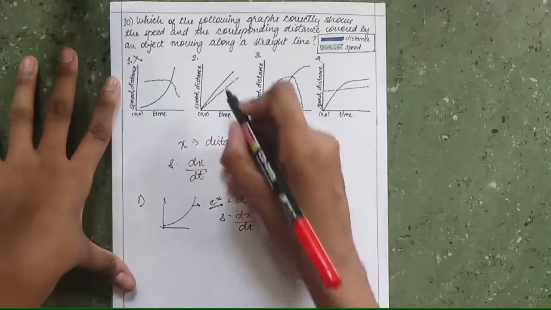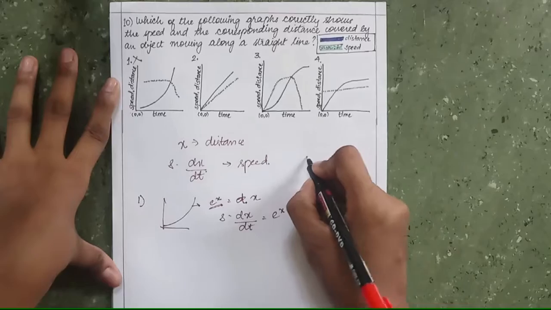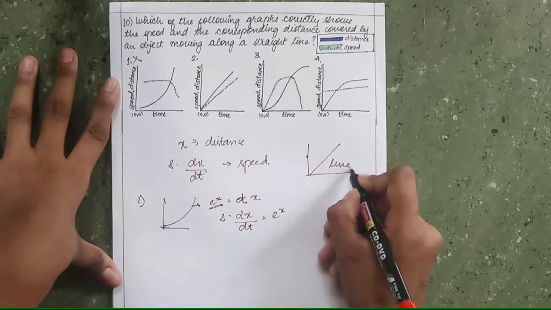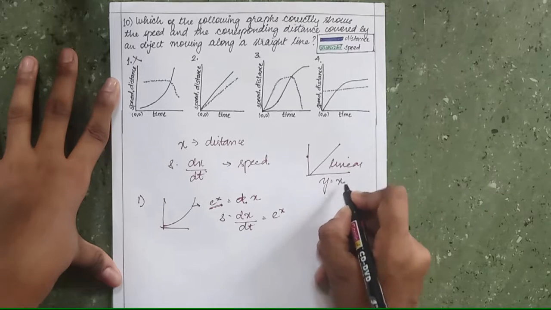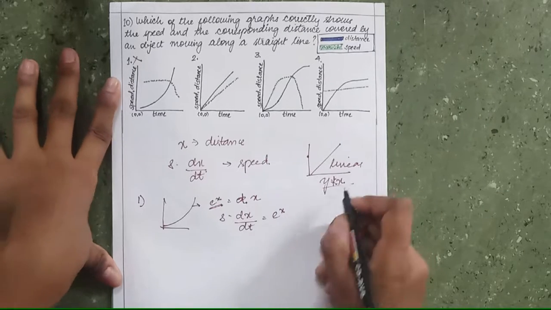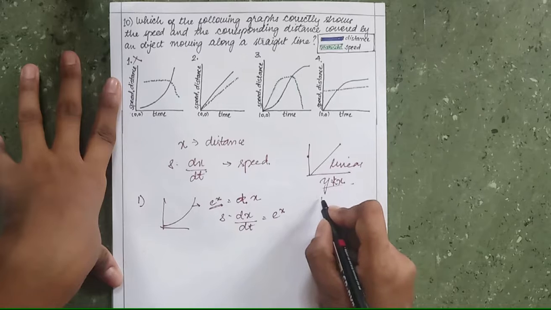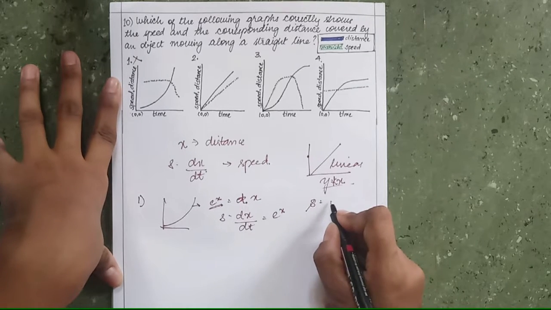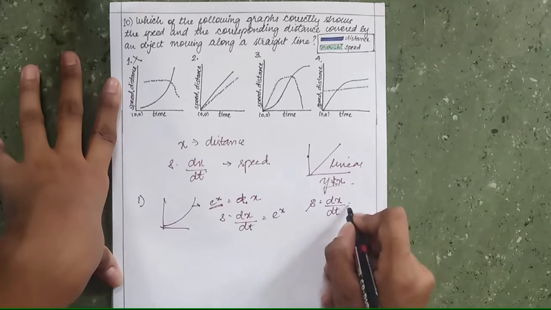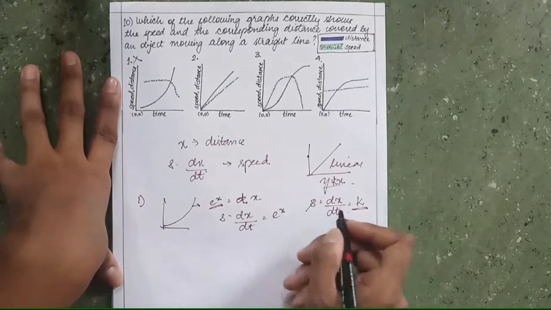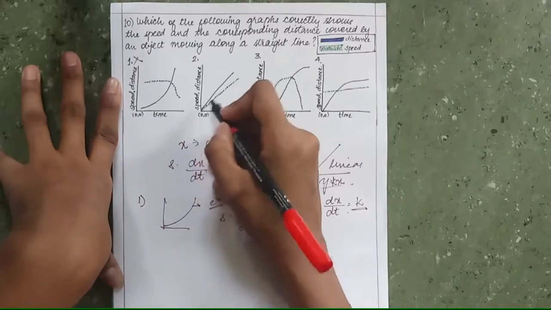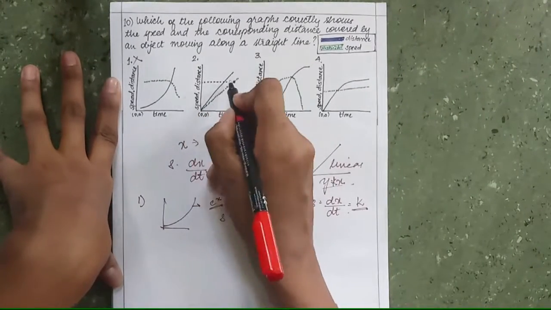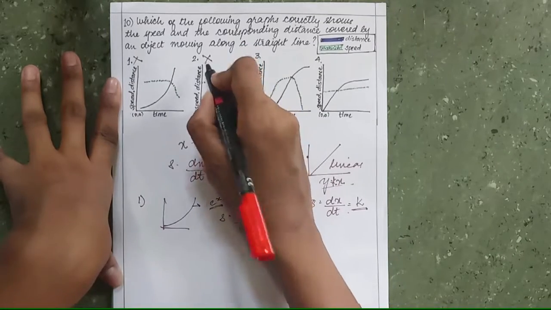Now option 2. Here it is seen that distance is linear. The graph here is a straight line, right? So this is a linear graph, that is y is equal to x or some kx. And hence, differentiation, that is speed, would be constant because dx by dt is going to be k, right? So in this case, if this is the distance, then the speed should have been something similar to this. However, this is not the case. So this is also wrong.